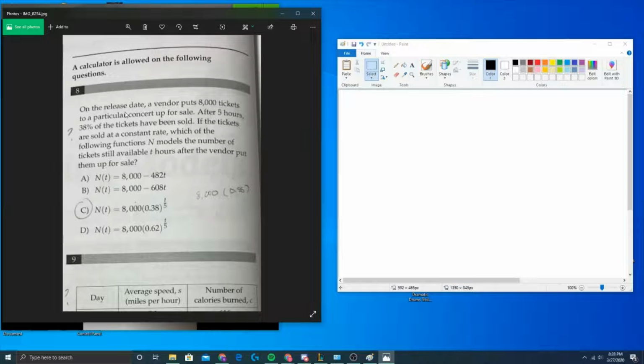So just by reading this question, we have one important key detail, and it's this idea that they're sold at a constant rate. If they're sold at a constant rate, that means that these functions have to be linear, because when you have a constant rate, you have a constant slope. When you have a constant slope, it's going to be a linear function. So already I can knock out C and D because these are exponential functions. These are not linear functions. So it's either going to be between A and B. So we can cross C and D out.